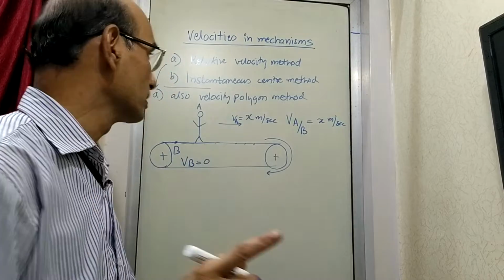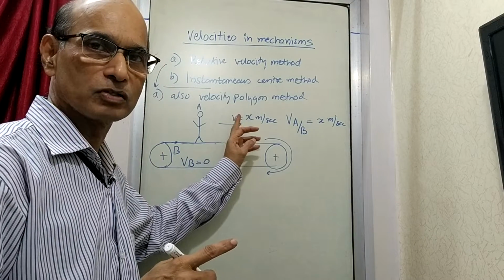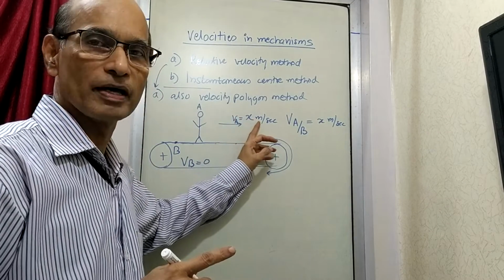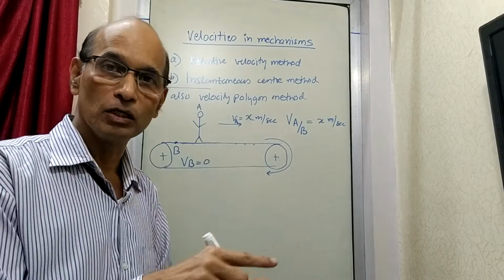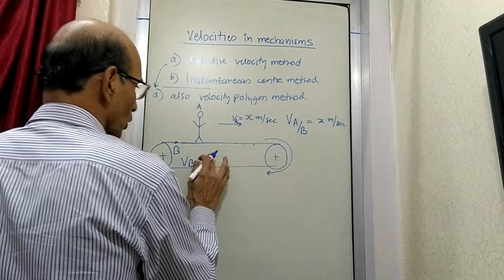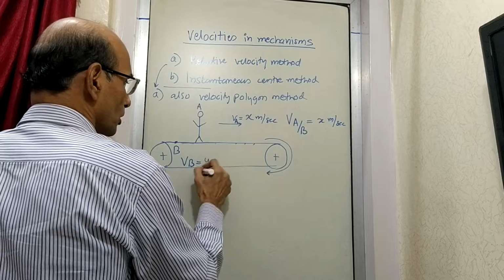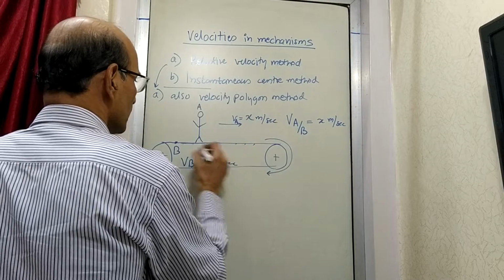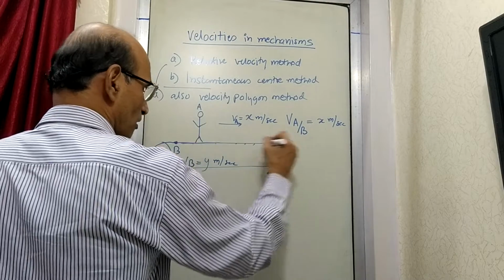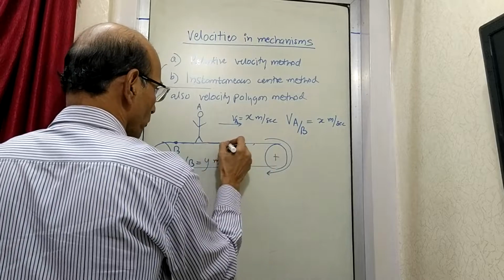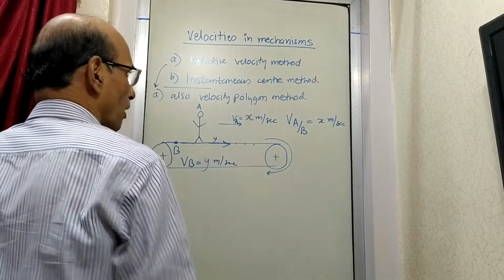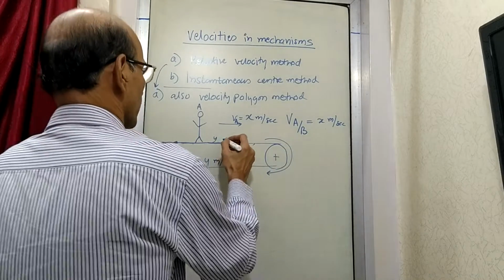Now what happens? The man is still walking with the velocity A equal to x meters per second, but in addition to that, this belt also has a velocity which is not 0, but y meters per second. That means this point B, or the entire belt, is moving forward with a certain velocity y meters per second.